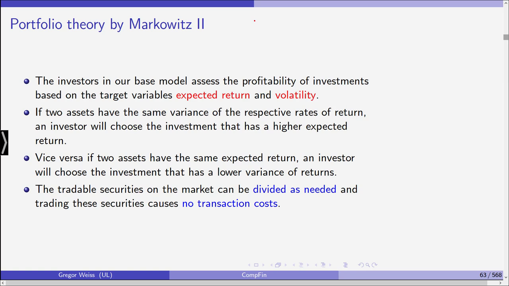Now, we assume that the securities on the market can be divided as needed. Trading these securities causes no transaction costs, and we make the market perfect. We make it a very simple model in the start, and we assume that we can trade without transaction costs, and we can trade 1.5, 2/3 of a stock. It doesn't matter, so they can be divided as needed. It makes it much easier later on for the optimization, because it doesn't involve a discrete optimization.